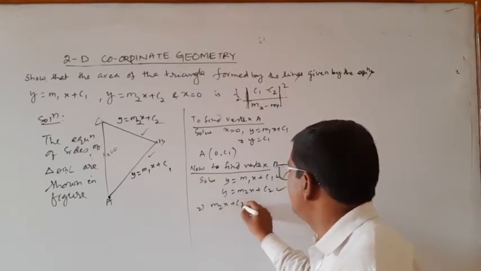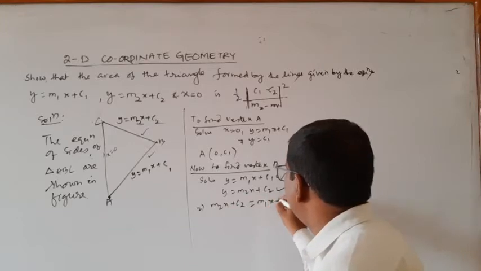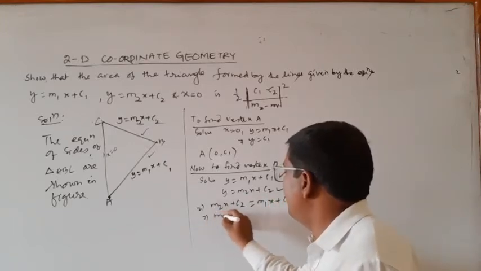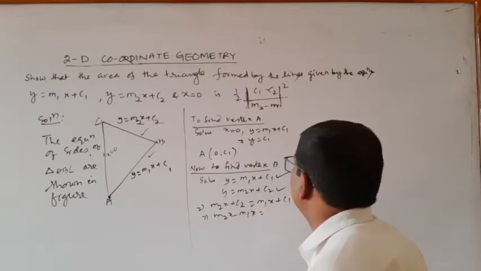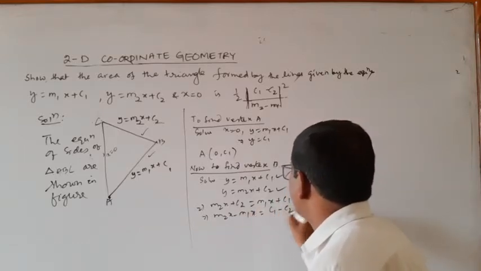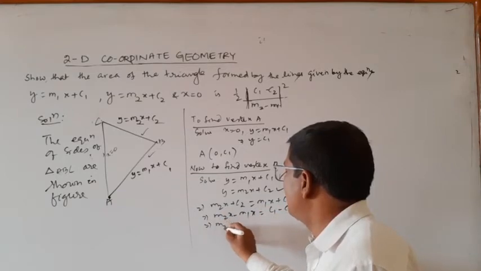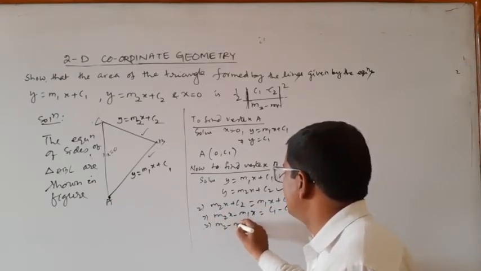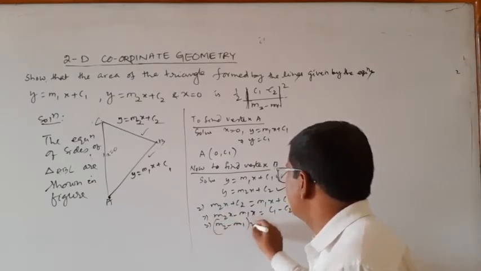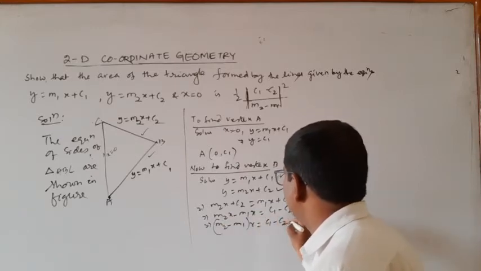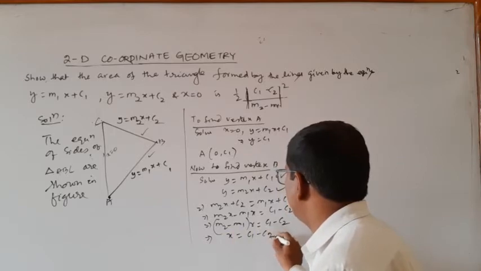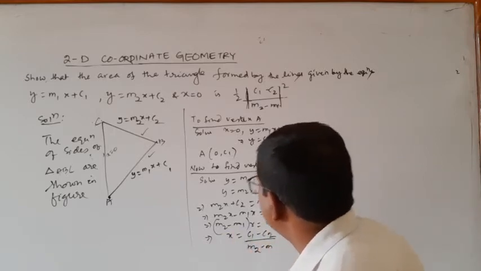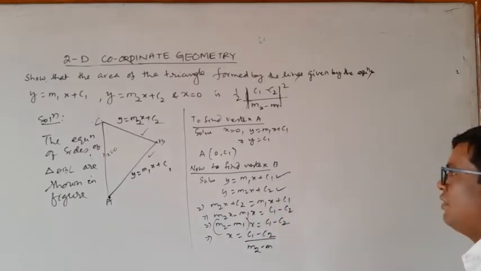m2x plus c2 is equal to m1x plus c1. Now m2x minus m1x is equal to what? That is c1 minus c2. So (m2 minus m1) into x is equal to c1 minus c2. Now x is equal to (c1 minus c2) by (m2 minus m1). This is x.